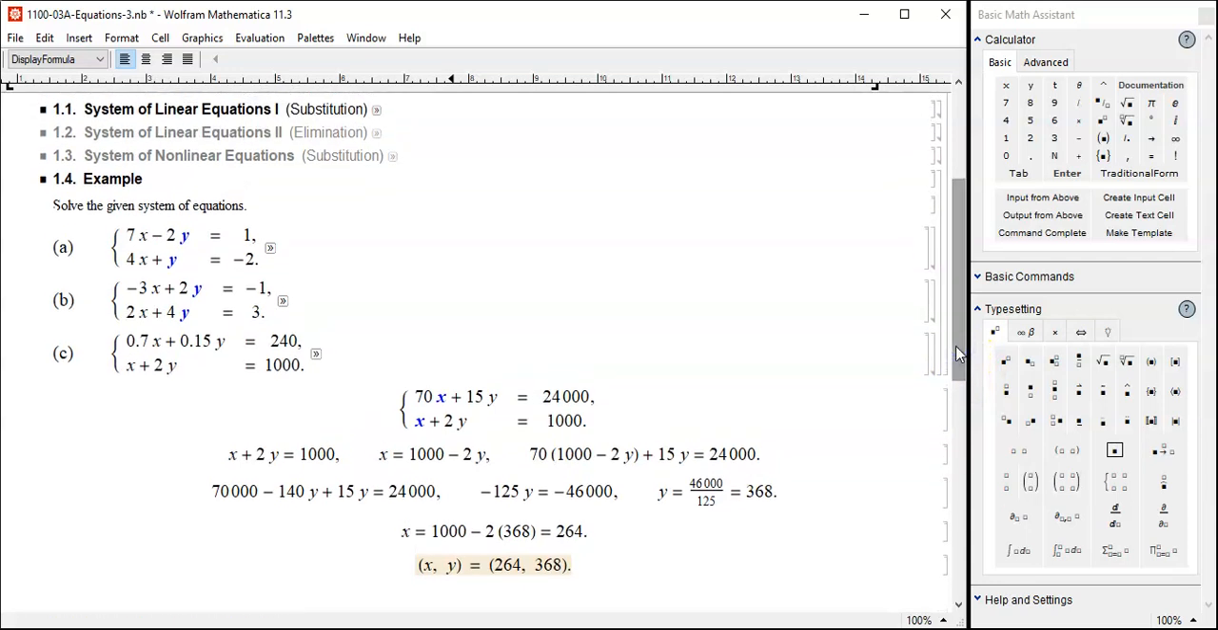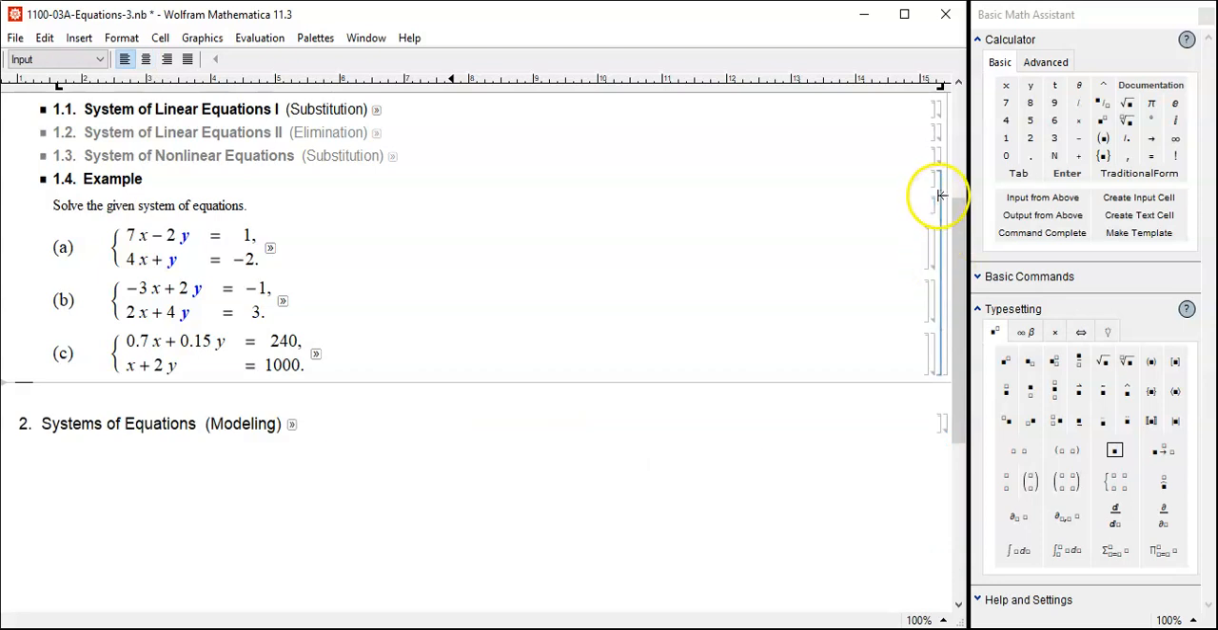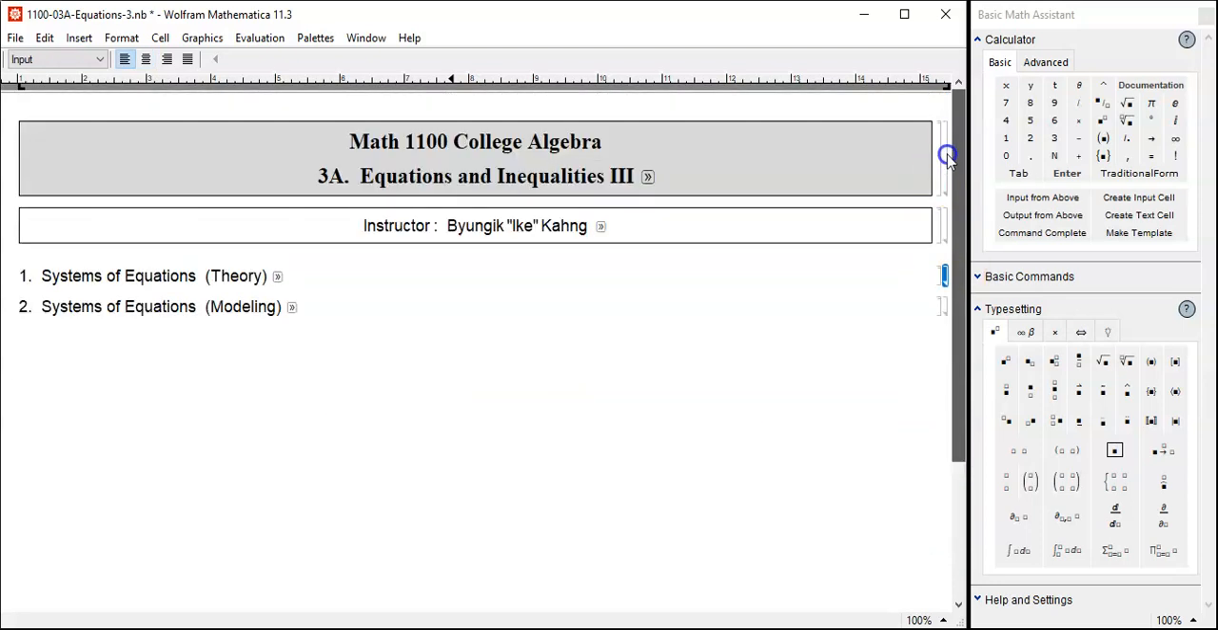Did I move too quickly? Then stop the playback and read through. Okay, looks like this section is completely done. Let's meet again in section 2.